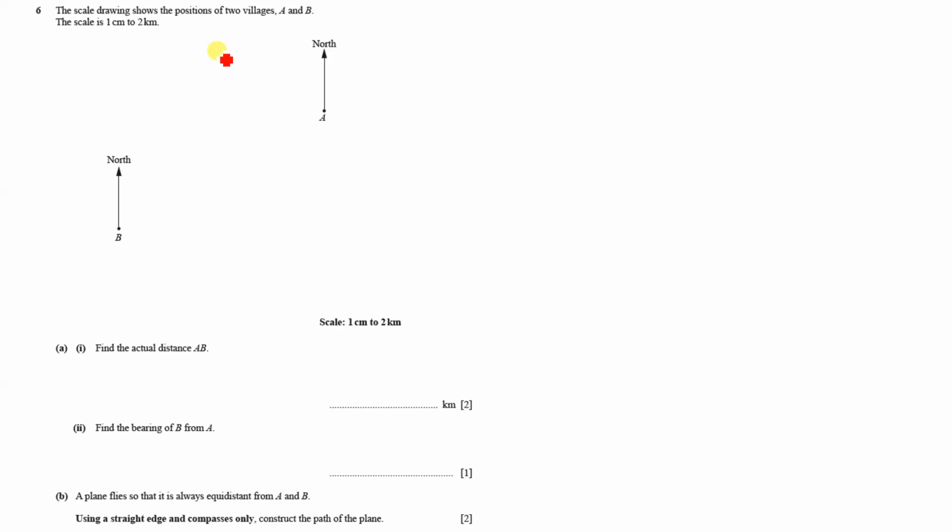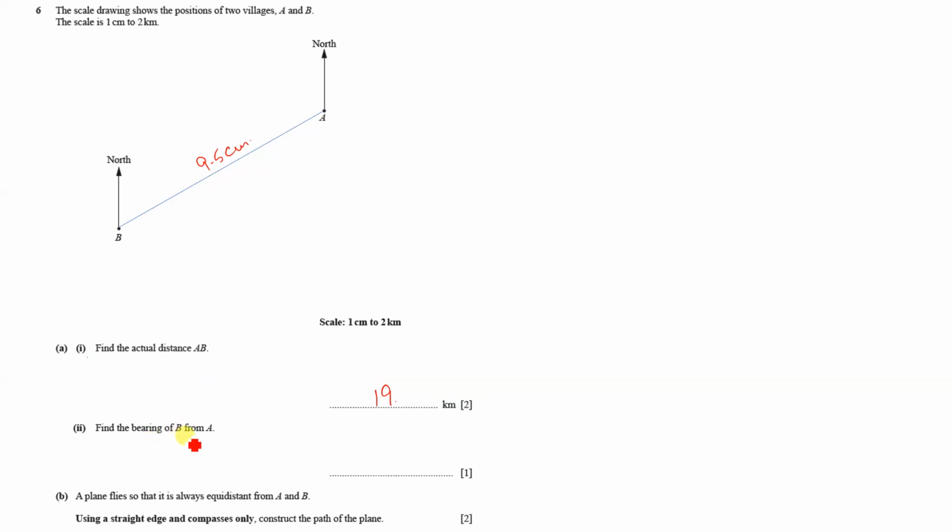Question number 6. The scale drawing shows the position of two villages A and B. The scale is 1 centimeter to 2 kilometers. So part 1, find the actual distance AB. For this, we need to measure this distance on paper. And if this distance is 9.5 centimeters maybe, then the answer in kilometers will be double of this. So that would be 19 kilometers.